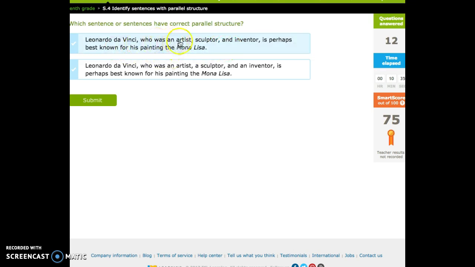Leonardo da Vinci, who was an artist, a sculptor, and an inventor. This is interesting. An is an okay thing to use, even if it's like an sculptor wouldn't make sense. You just have to conjugate it for the first word. So this actually does work. I like this one better myself. Who was an artist, who was a sculptor, who was an inventor. But both work.